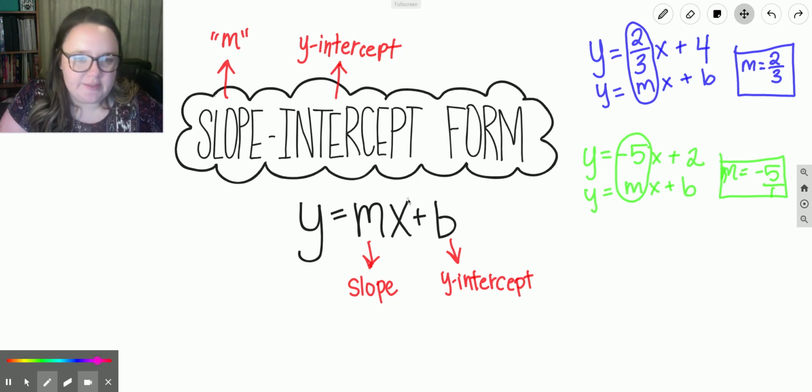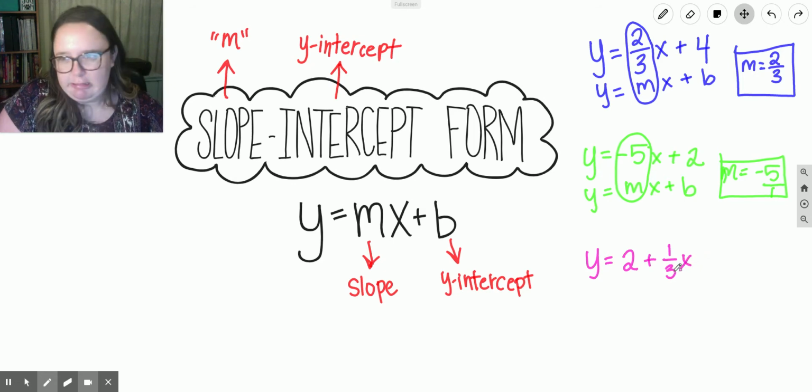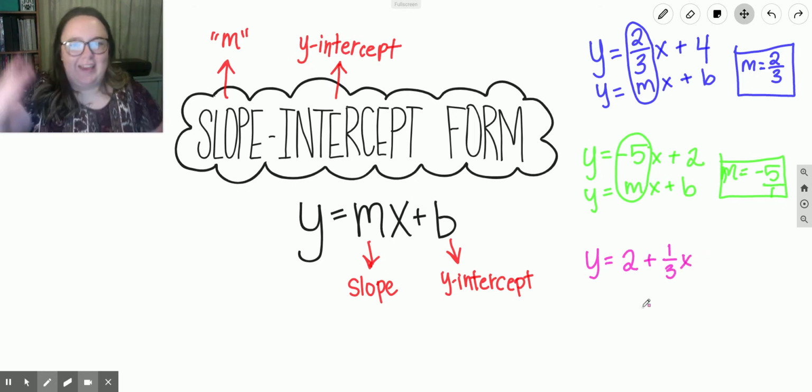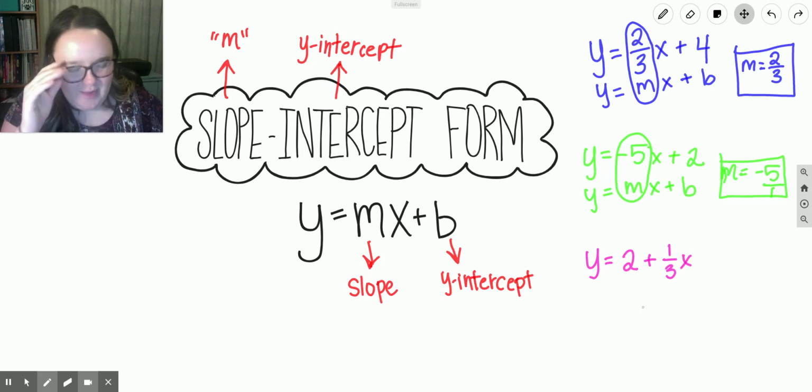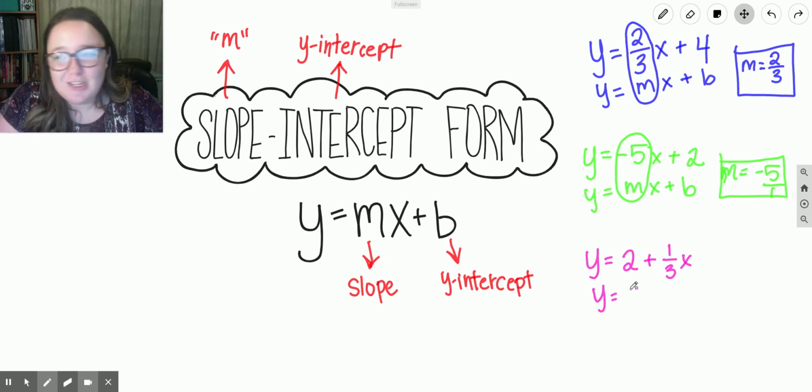Let's go ahead and do a nice, pretty pink one, right? Pretty and pink. y equals 2 plus 1/3 x. Ooh, this one looks a little jumbled up, almost like it was put into the blender and stuff is mixed up now, right? I still see the y equals, but here's the tricky part.